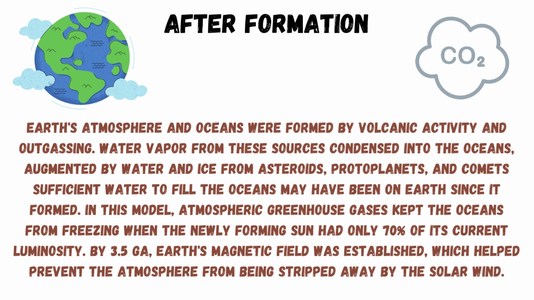In this model, atmospheric greenhouse gases kept the oceans from freezing when the newly forming Sun had only 70% of its current luminosity.